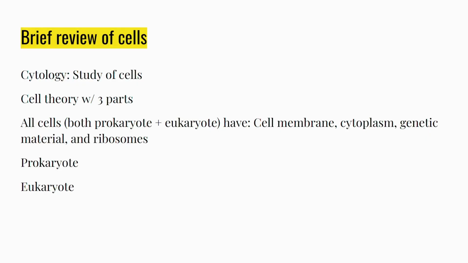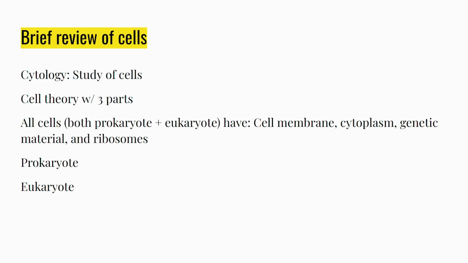Before we go into the cell membranes a little more, let's do a brief review of cells and what we know about them. Cytology is the study of cells, and cell theory has three parts. Number one, all organisms are made of one or more cells. Number two, the cell is the most basic unit of structure and function of all organisms. It's like the atom of the elements, if you have taken chemistry or know a little bit about the periodic table, and chemistry in general too. And number three, all cells come from other cells. Those are the three parts of cell theory.